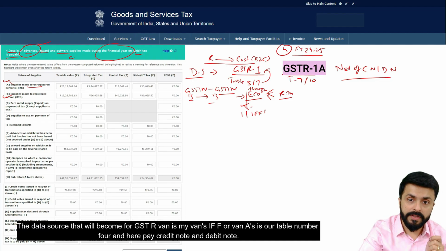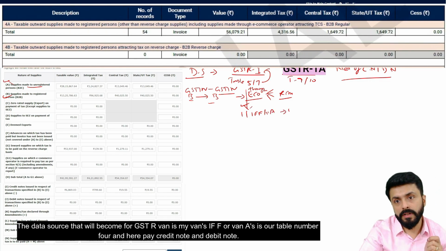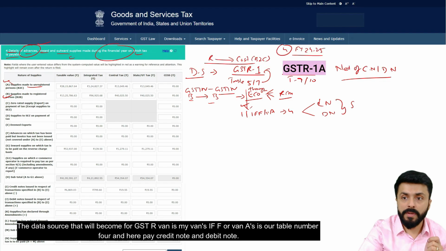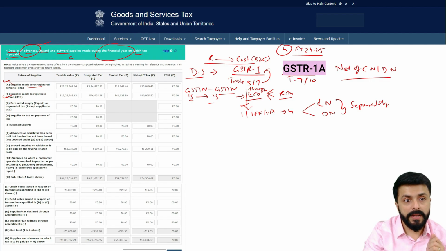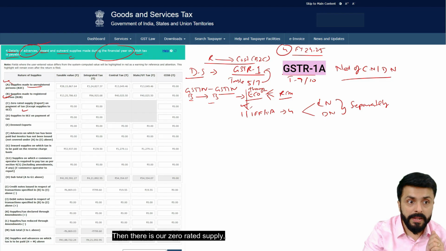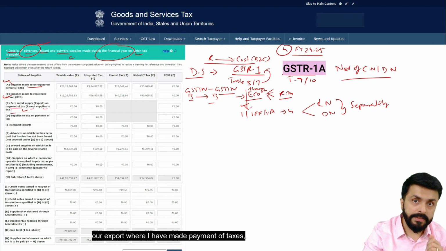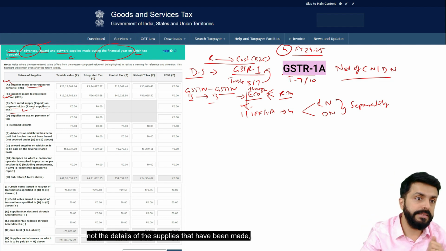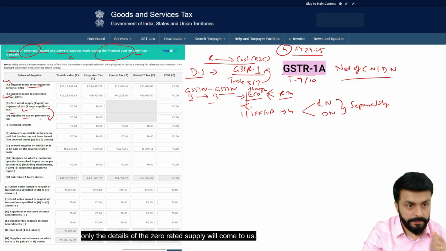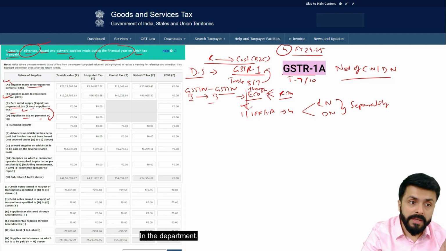The data source for GSTR-9 is GSTR-1 or the IFF, which is our table number 4, and here credit notes and debit notes have to be reported separately. B2B inverse. Then there is our zero rated supply, that is, our exports where I have made payment of taxes, and supplies to a Special Economic Zone. Not the details of all the supplies that have been made, only the details of the zero rated supply will come to us in the department.